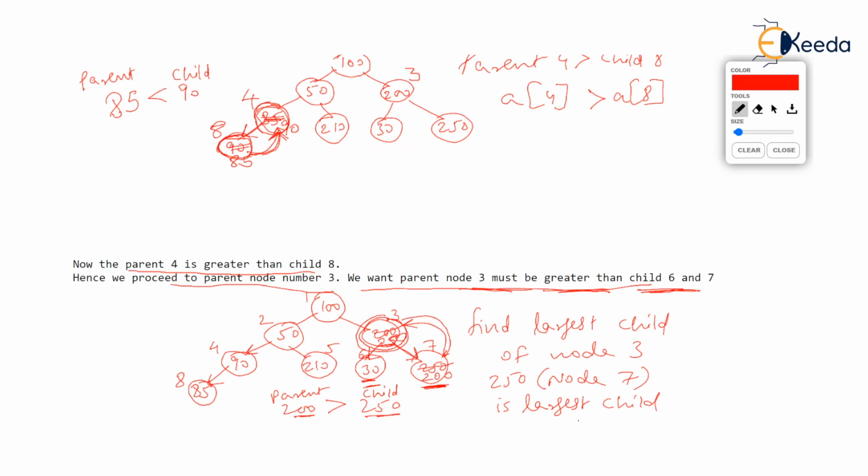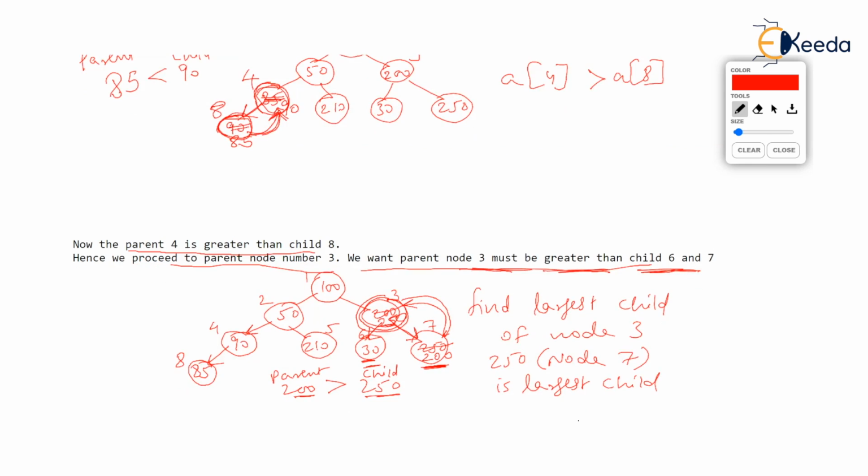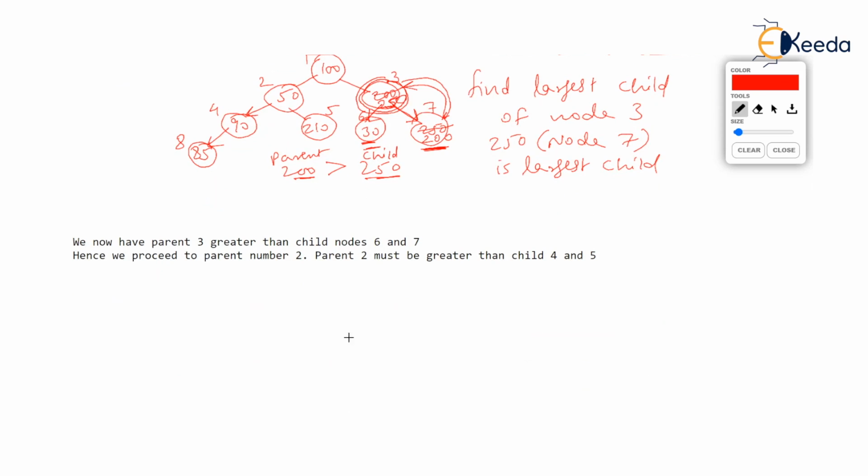Simple, isn't it? Find out the largest child and put the largest child up to the parent if the largest child is greater. So now we have parent 3 greater than child 6 and 7. Now we proceed to parent 2. We are coming backwards, you know. Parent 2 must be greater than child 4 and 5. This parent 2 on which the mouse is hovering should be greater than 4 and 5.